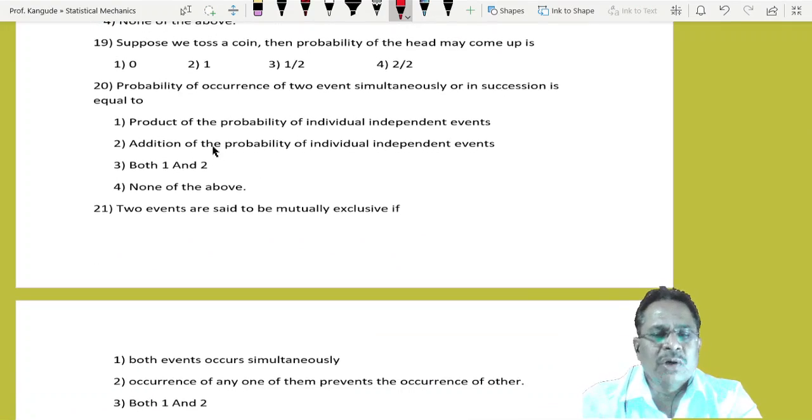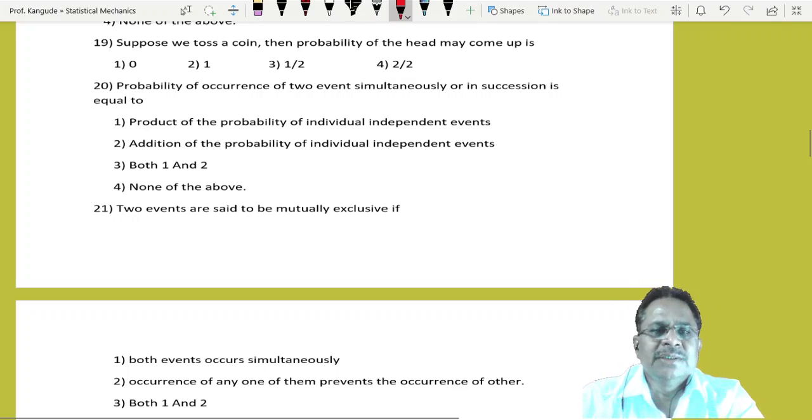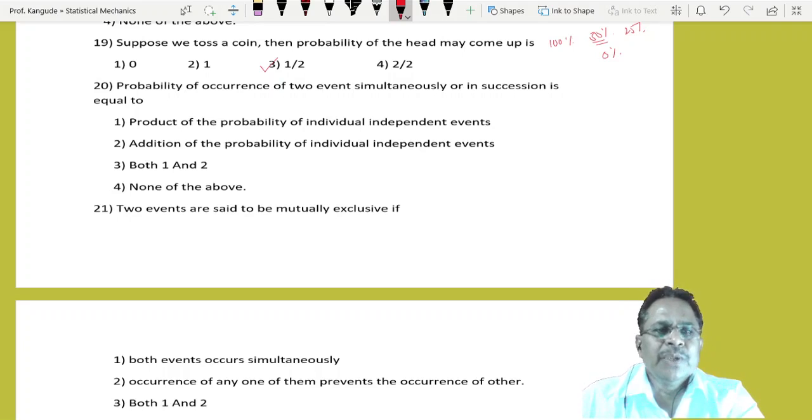Then question number 19. Suppose we toss a coin, then the probability that a head comes up is. Every coin has two sides, either head or tail. Whenever we toss a coin, there will invariably be either head or tail, with a 50% chance that head will come and 50% chance that tail will come. Therefore, however large the number of events carried out, you will find the probability of occurrence of the head is again 50%, that is 1/2 or 50%. This question can be given with options such as 100%, 50%, 25%, or 0%. So the correct answer is 50%, or 1/2. That is question number 19.